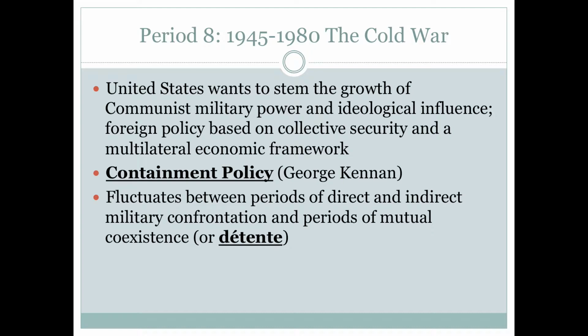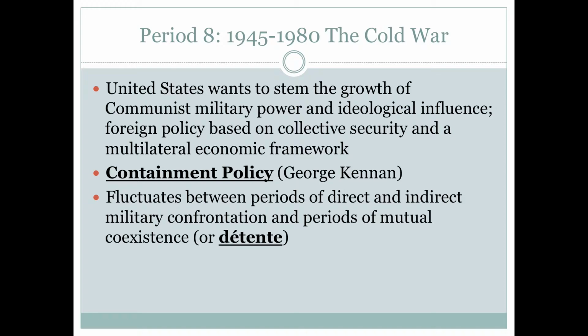So period 8 is primarily the Cold War. Much of what happens from 1945 all the way through 1992 at the end of the Cold War is going to be in the shadow of the Cold War. This is a time period basically where the United States is creating its containment policy. And every single president is going to have some form of containment. Now, I put George Kennan there. He's just an example. He's the foreign diplomat to Moscow who came up with the concept of containment policy.